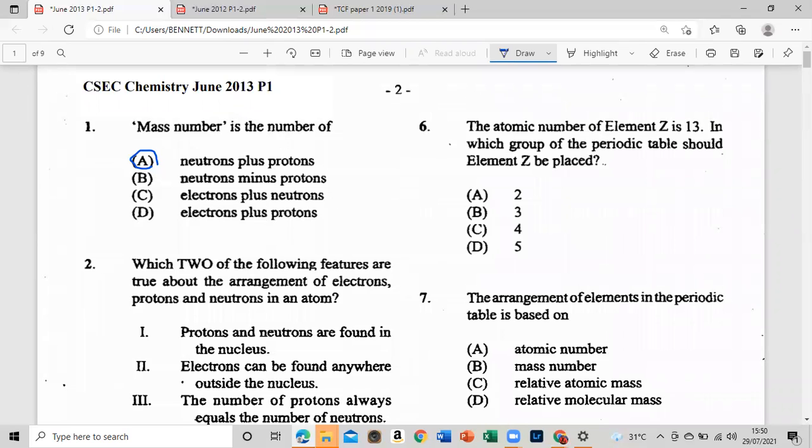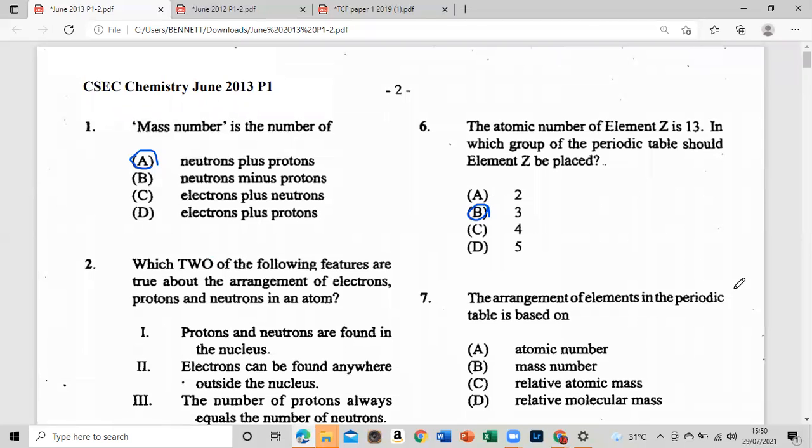The atomic number of element Z is 13. In which group of the periodic table should the element Z be placed? Is it 2, 3, 4, or 5? And that is 3. So make sure you know your periodic table.